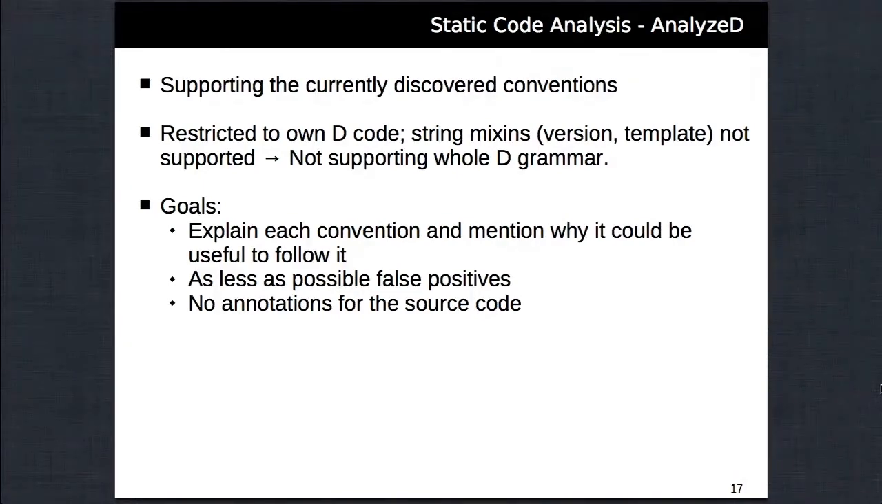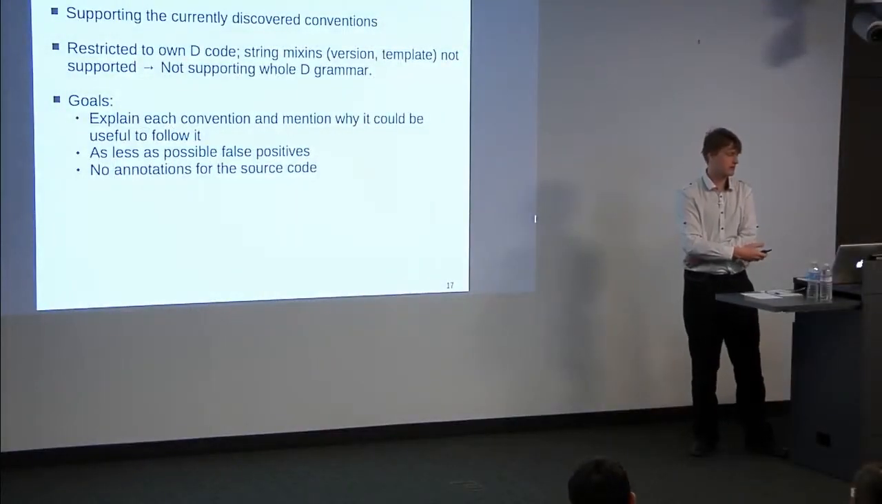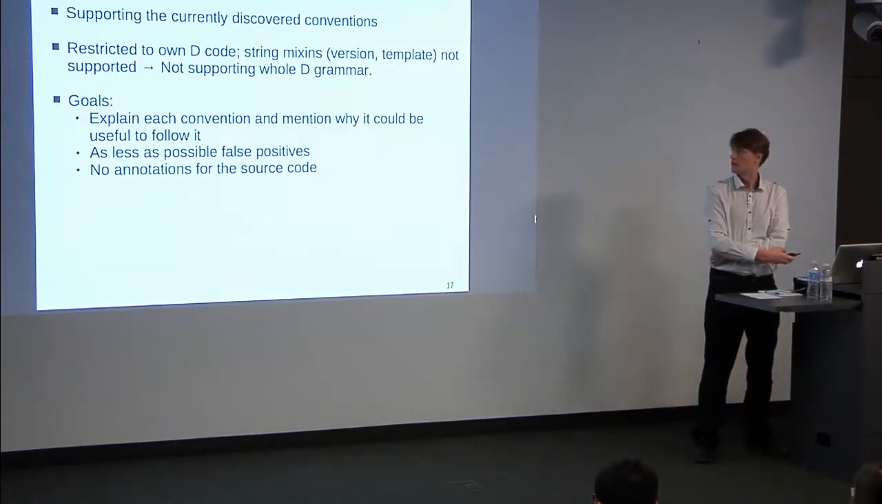Our goals for implementing such a tool were that next to the conventions, we also should explain to the developer why this convention is useful and why he should follow the convention. And we couldn't have the goal to have no false positives. No false positives is just a goal for Walter with the compiler, but we could just have the goal to have as few false positives as possible. In our code base, we have none, but we are just checking our 500,000 lines of code.